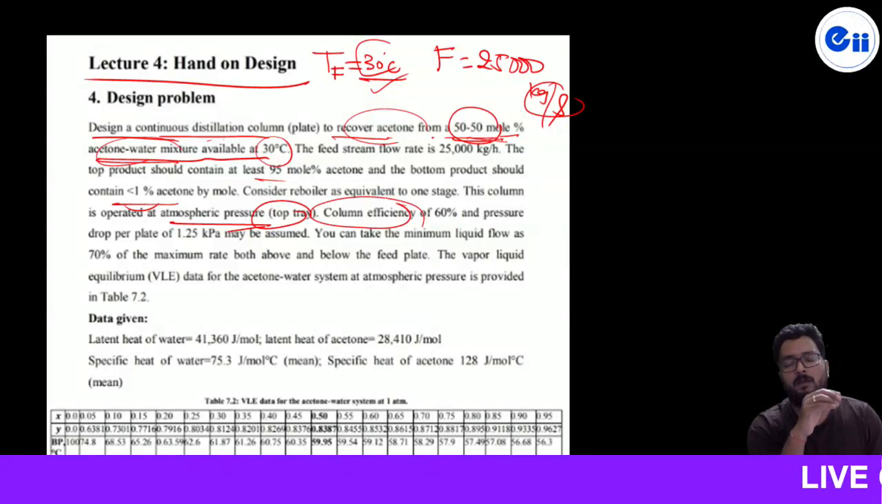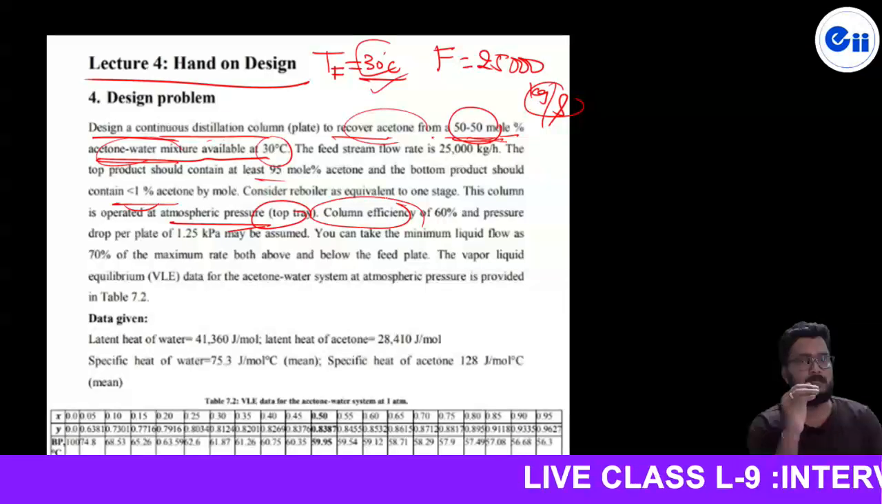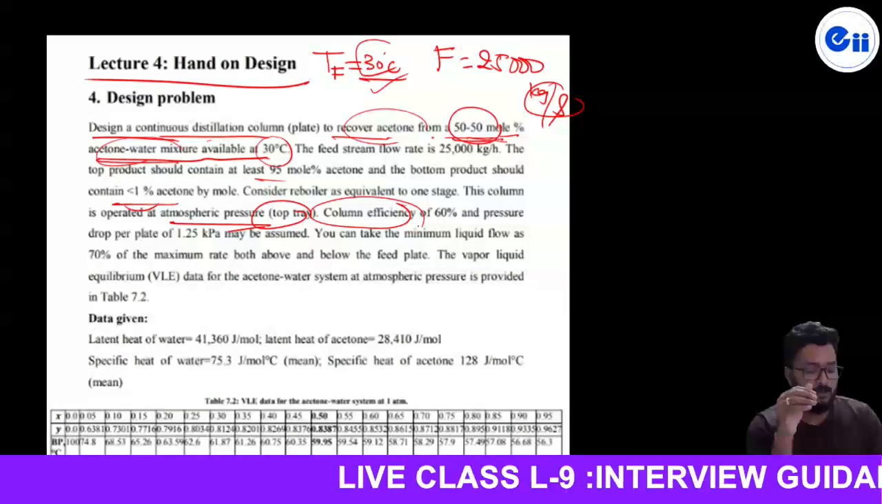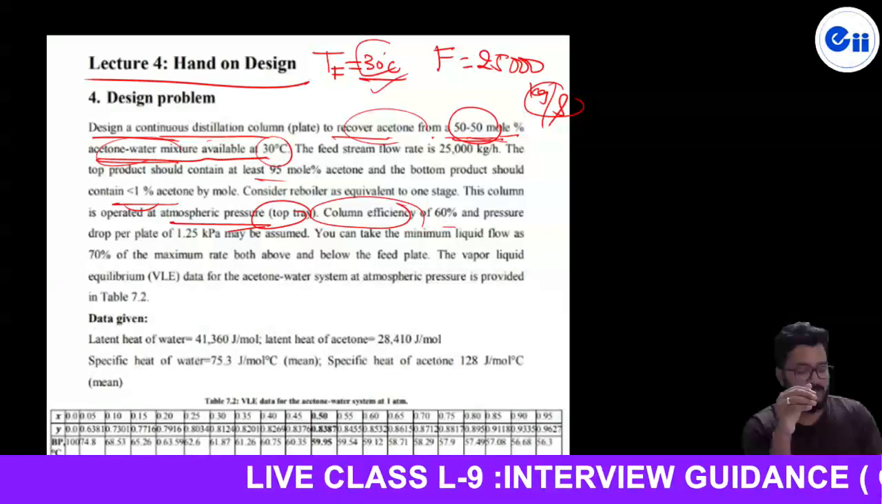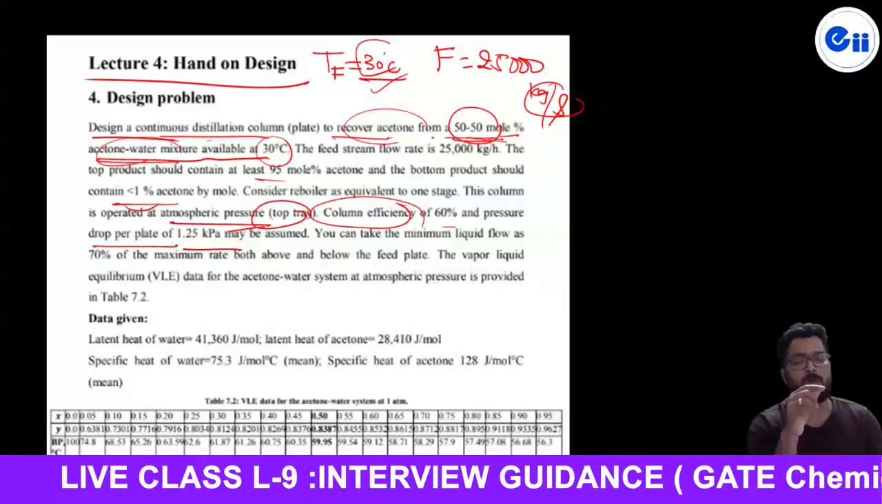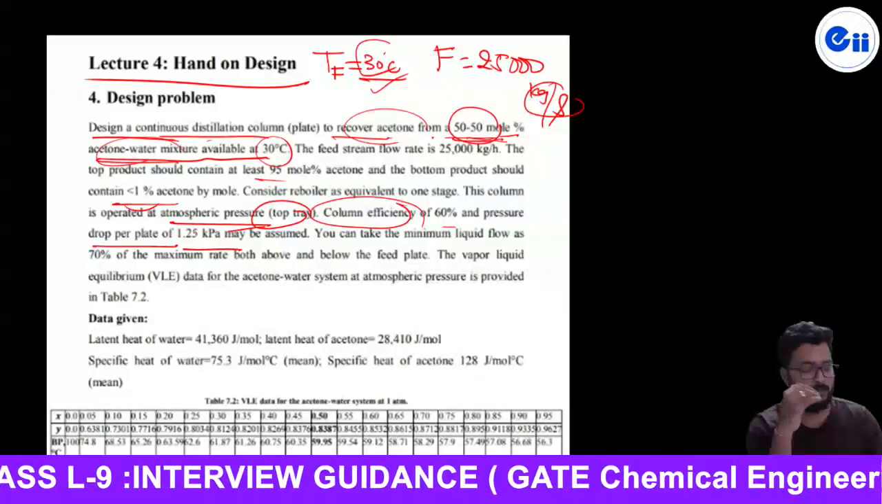If you recall, in the classroom I told you about three types of efficiency. One is overall efficiency, another is plate efficiency, also called Murphy plate efficiency, and the other is called point efficiency. The column efficiency is 60%, and the pressure drop per plate is given, assumed to be 1.25 kilopascals, so we do not need to calculate it.